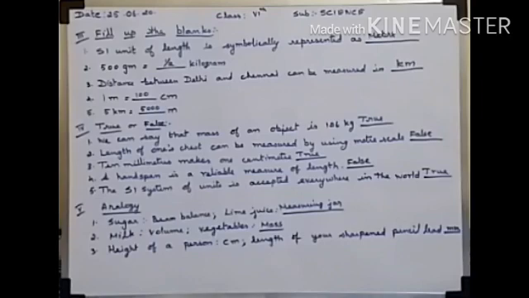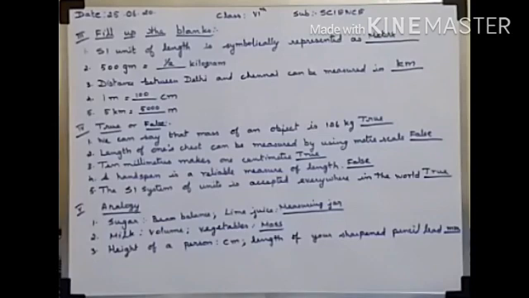Third one, 10 millimeter makes 1 centimeter. Correct only. 1 centimeter is equal to 10 millimeter. So the answer is true. Fourth one, a handspan is a reliable measure of length. Yes, a handspan varies from person to person, so it is false. Fifth one, the SI system of unit is accepted everywhere in the world. Yes, true only.